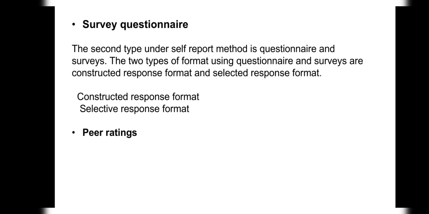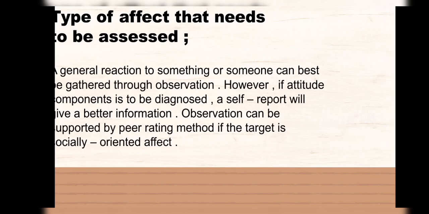In selected response format, there are three ways of implementing the selected response format in assessing affective learning outcomes. These are rating scale, semantic differential scale, and checklist. The advantage of selected response format is that it assures anonymity. An example of selected response format is multiple choice. Then peer ratings. Let's proceed to the type of affect that needs to be assessed.